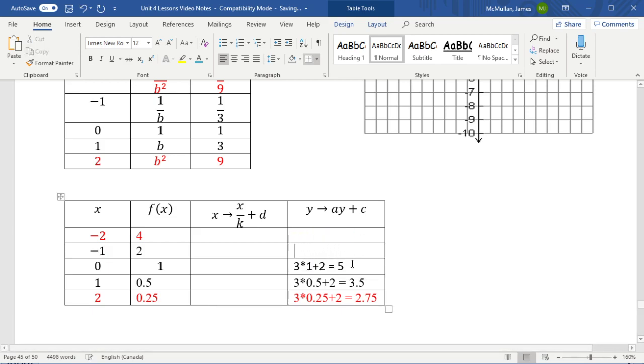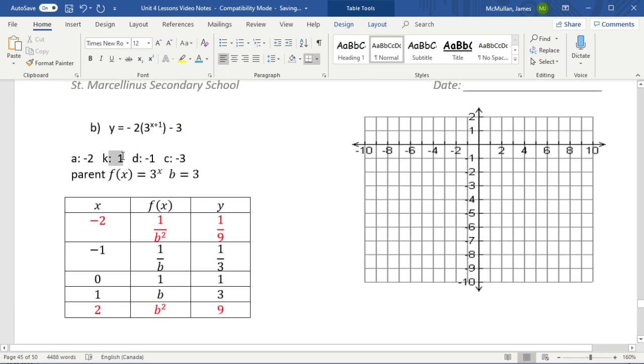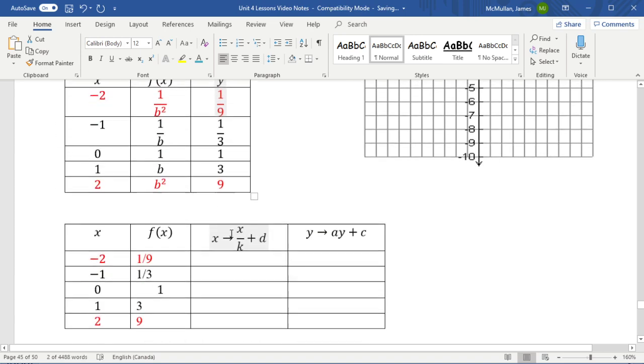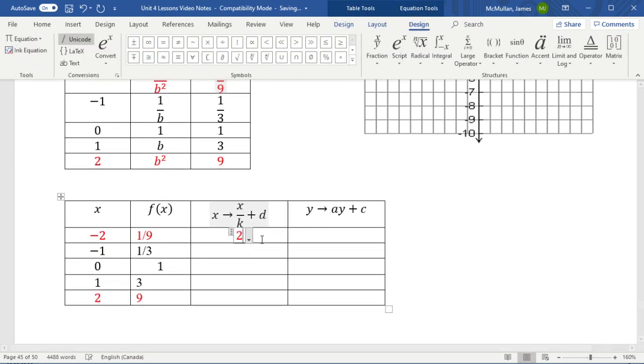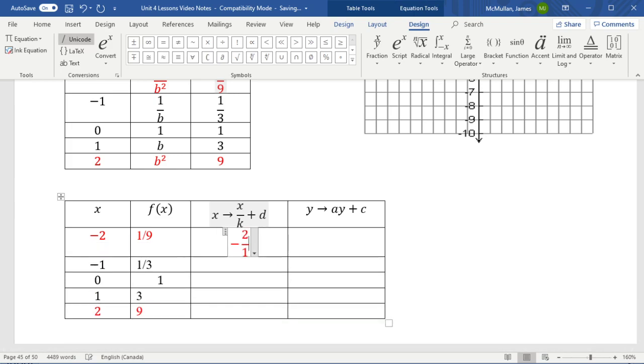Okay, so I'm going to adjust the table. So we're not dealing with 1/2 to the x anymore. We're dealing with 3. So we get 1/9, 1/3, 1, 3, and 9. Okay. Now every x is going to be divided by 1 and then plus -1. So I don't really need to divide by 1, I can write it, but it doesn't really do anything. And then I'm going to subtract another 1.